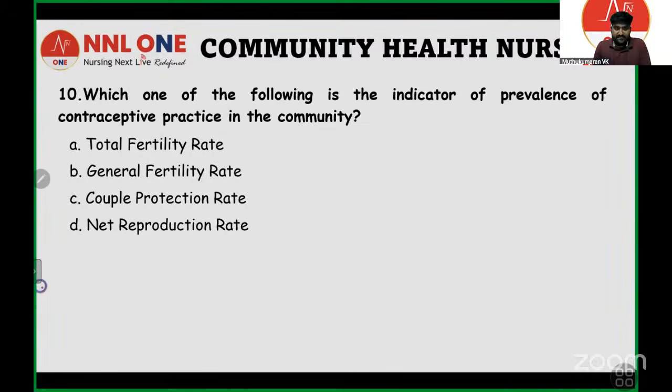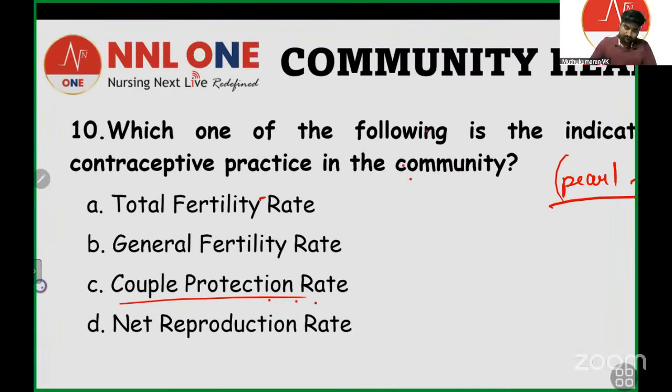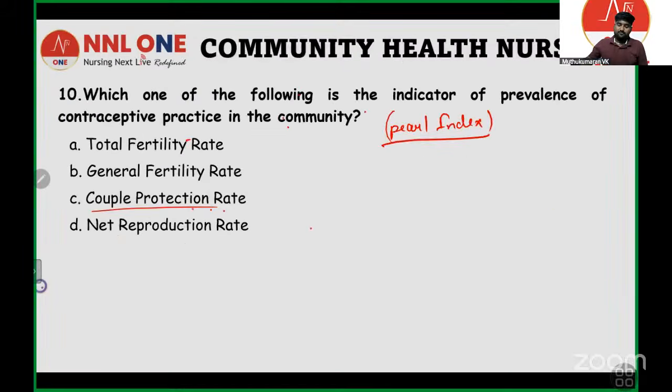This C. Okay. So what is this prevalence? So contraceptive failure we are going to assess with what? Have you learned about this Pearl index? Yes. If you are all correct, yes, it is couple protection rate. So what is the couple protection rate?